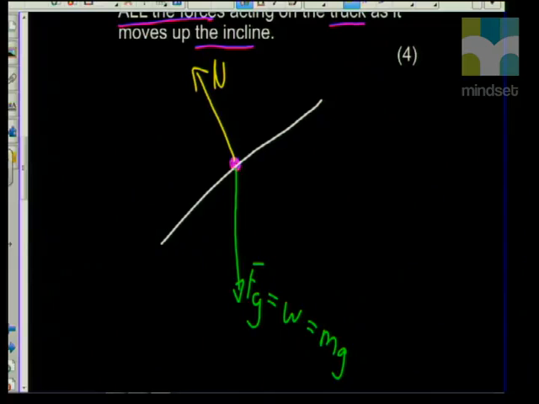Now, the next thing we recognize, the truck is moving up the slope. Now, it's not just going to go up by itself. So there is an applied force that the engine of the truck is pushing the truck up. So this is the force of the engine.